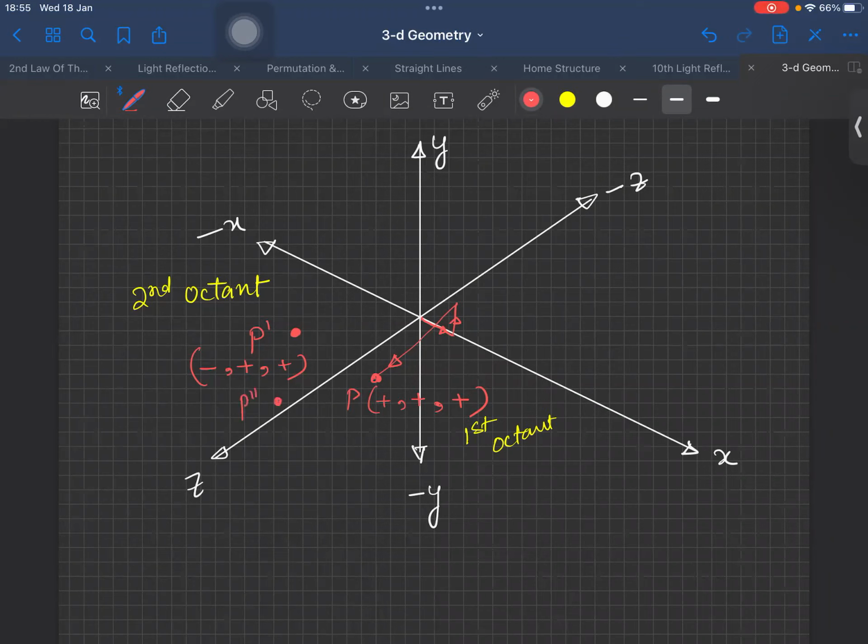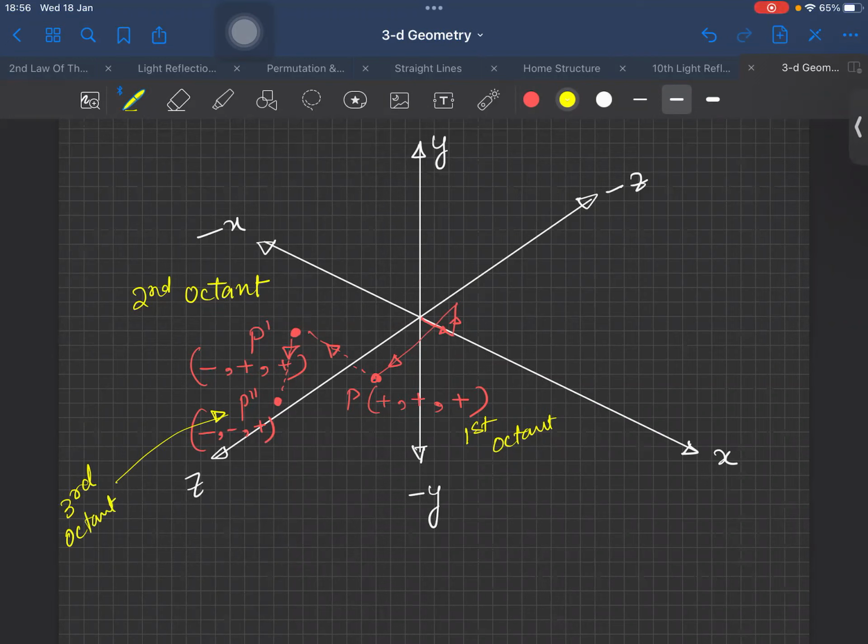So P double dash. Now P double dash will be negative, negative, positive. So you see, you're traveling in the negative side. Now here it is going downward in the third plane. So this is your third octant.